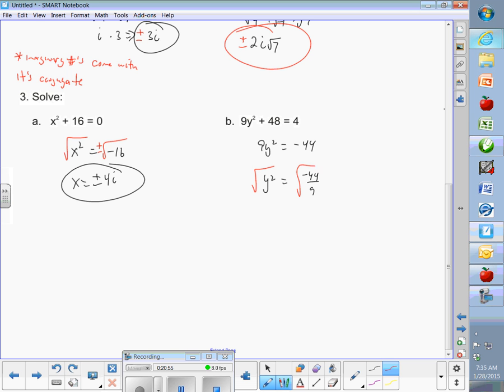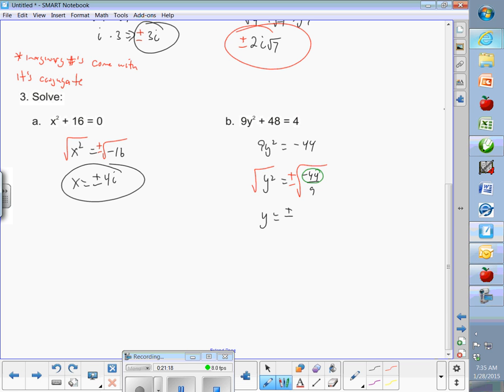All right, again, I can't emphasize enough: don't forget the plus or minus. Square root of y squared is y. All right, be careful now. I'm going to use some color here. Okay, there's the negative, right?